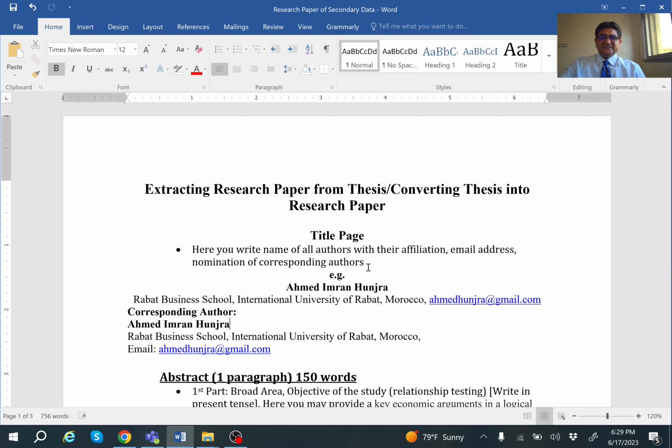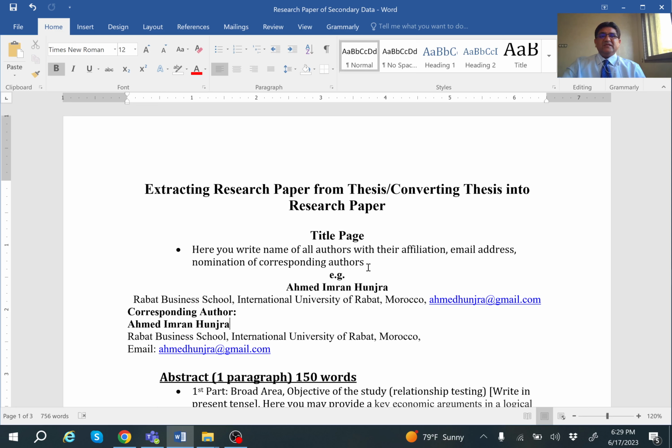Once they have defended their thesis, they are more motivated, more energetic, and have a proper understanding of their work. They also have feedback from the juries, evaluators, or panel during their defense, so they can improve the quality of their work. With the support of supervisors, their own will, and awareness, they can convert their thesis into a research paper.